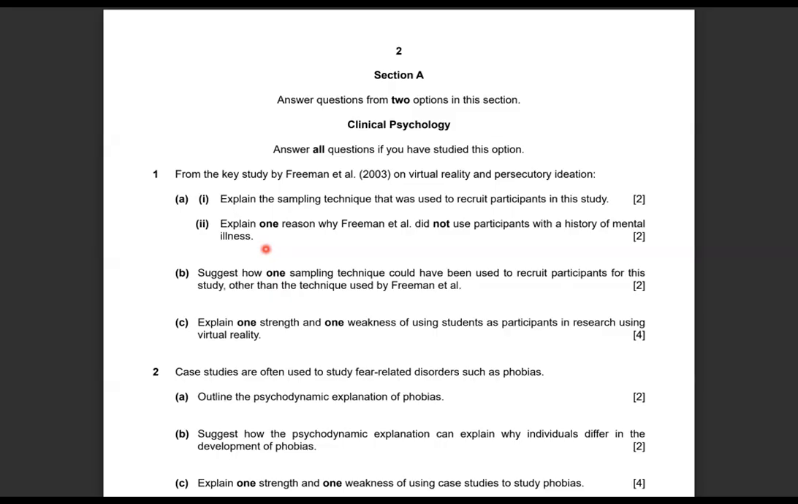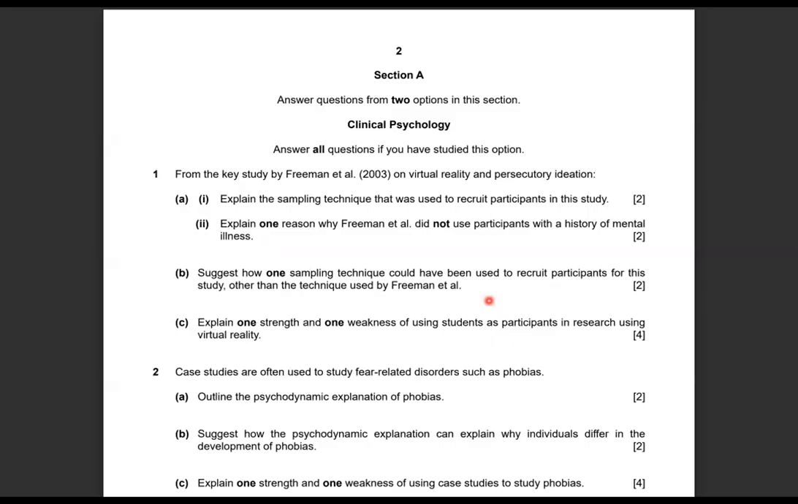Suggest how one sampling technique could have been used to recruit participants for this study other than the technique used by Freeman. So they're still testing your knowledge of sampling techniques. So if this used volunteer, you can mention any other sampling technique. Okay, you can mention opportunity, random. You can even mention the sampling techniques that most of you studied in sociology, such as snowball, stratified sampling, if you want, right? You don't have to use those.